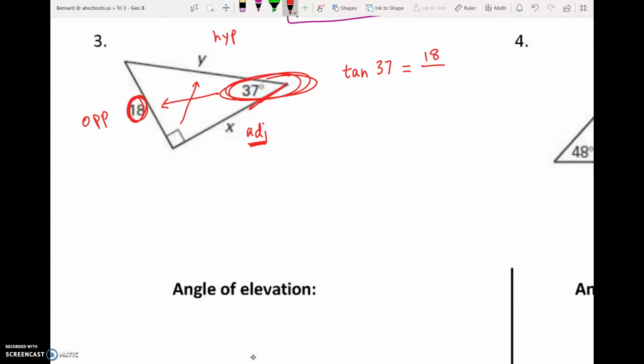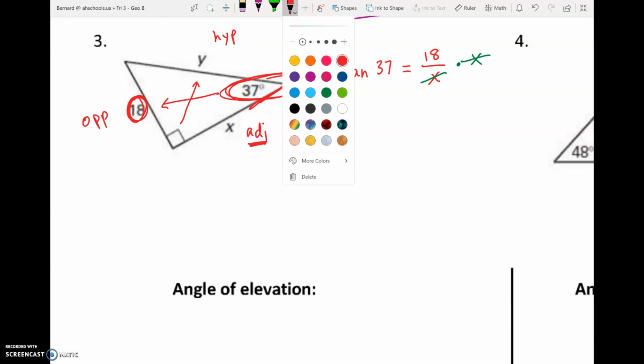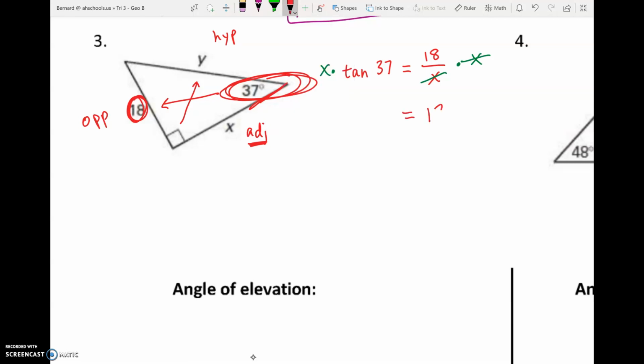So 18 over x. Now this time we have an x in the bottom of a fraction, but we're not going to change the algebra. Algebra is logical. It works the same every time. And so we're still going to times by the bottom thing. It's just this time it's x. And so when I times by x, my two x's cancel on the right side. And so on the right, we just have 18 left over. But on the left, we have x times the tangent of 37.